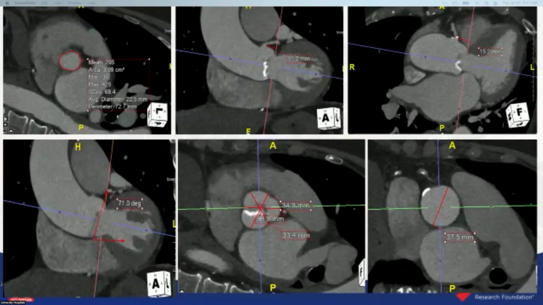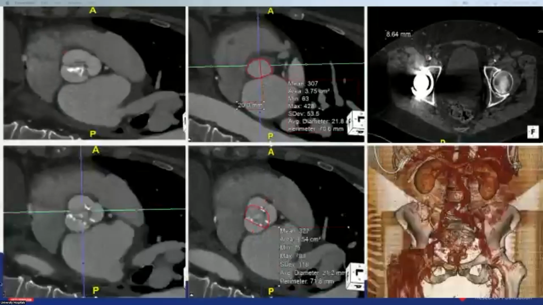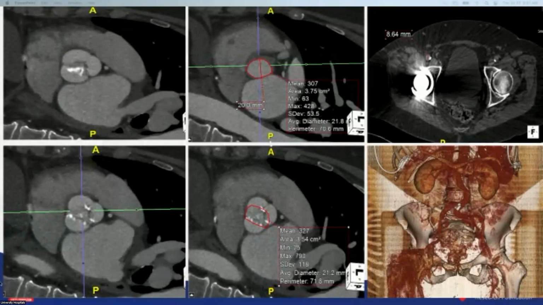Excellent. Thank you for your comments. And I agree with Sushil that it could be either one. As I mentioned, it is a benign phenotype of bicuspid. Go to the next slide. I want you to also pay attention to the 3D image.